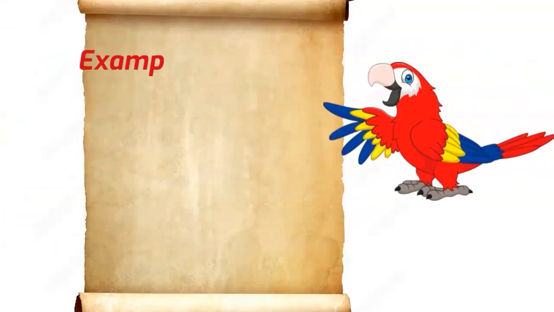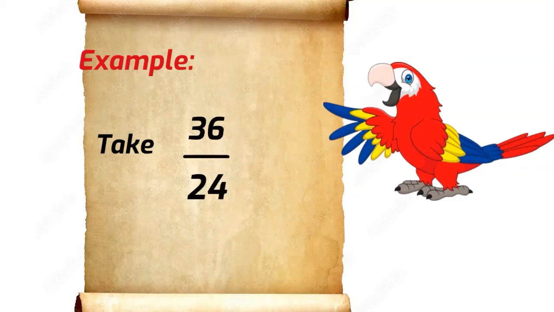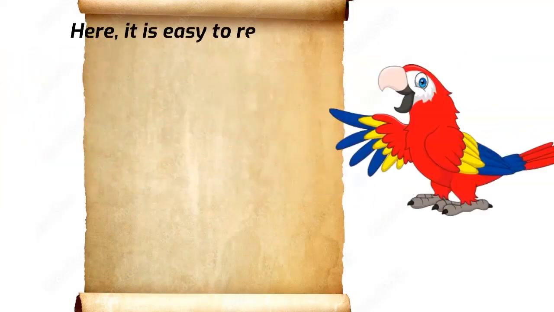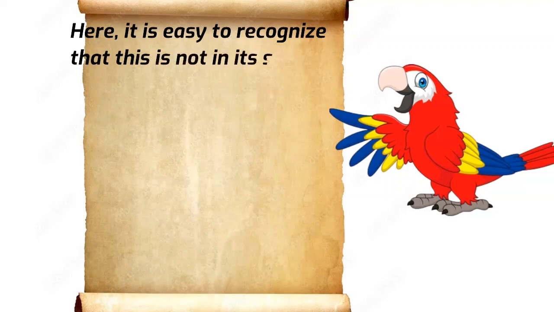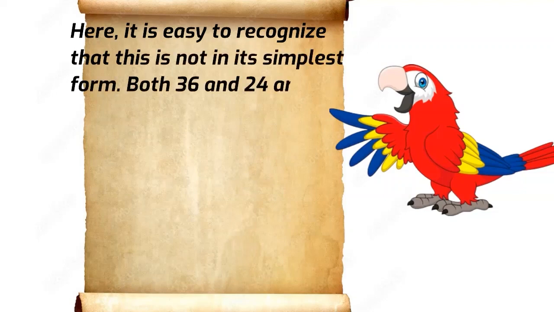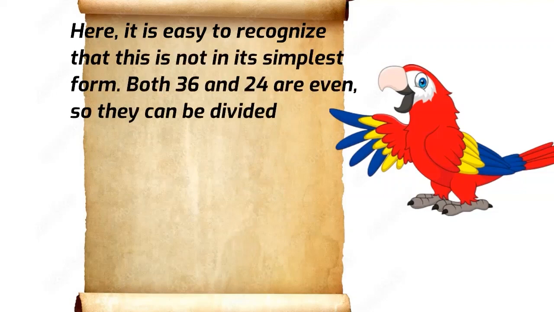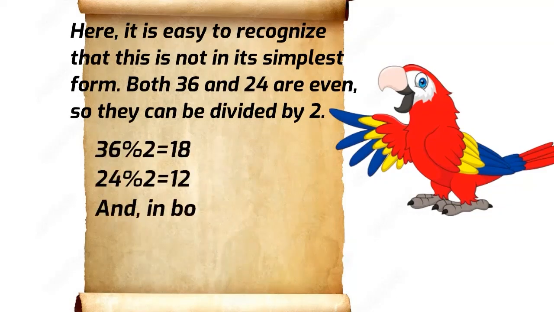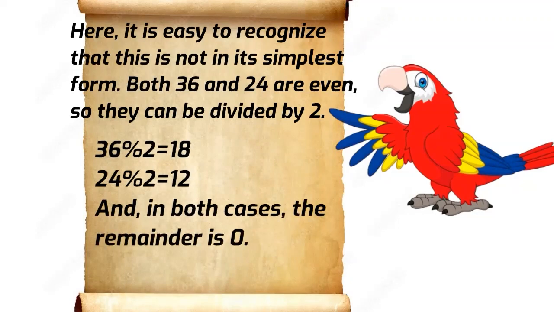Let's clarify this with an example. Take 36/24. Here, it is easy to recognize that this is not in its simplest form. Both 36 and 24 are even, so they can be divided by 2. 36 divided by 2 is 18. 24 divided by 2 is 12. And, in both cases, the remainder is 0.